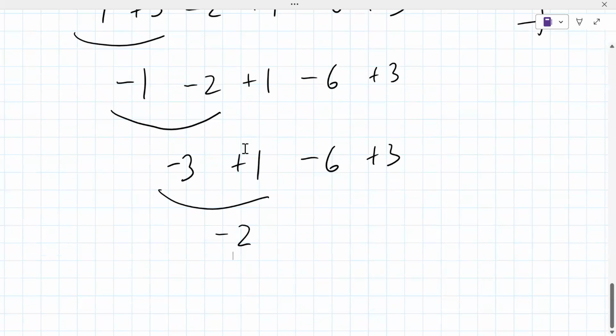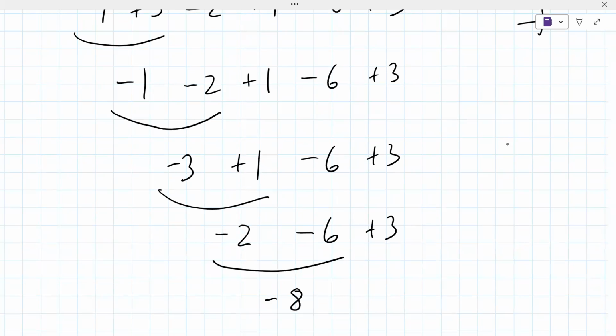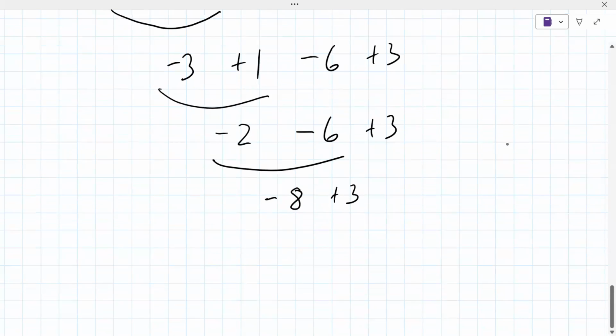Okay, what did you put down here for a result? I put -2, -6. Wait, you mean you brought down this one? Yeah, that is what I did. That's good. This is looking good. -8 + 3 is -5.